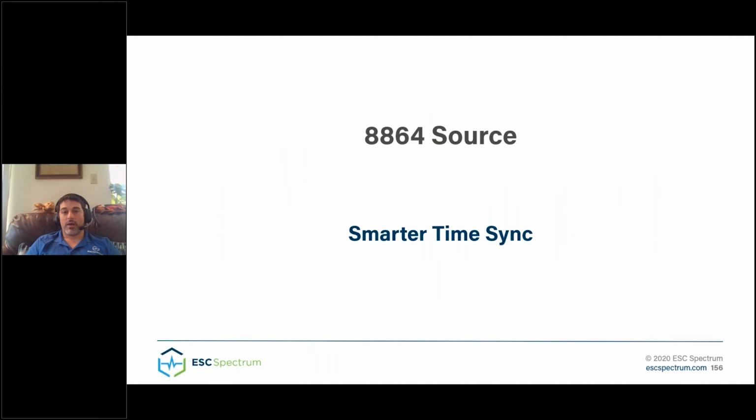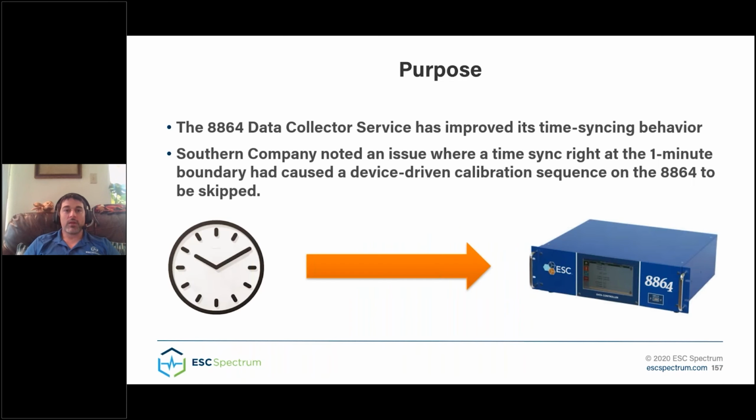All right, 8864 source, a smarter time sync. Southern Company noted an issue where their calibration sequences were set to trigger right at a minute boundary. What happened is that the 8864 was given the time sync update. In other words, Prism server said, hey, 8864, your time's a little off. This is what your time should be.